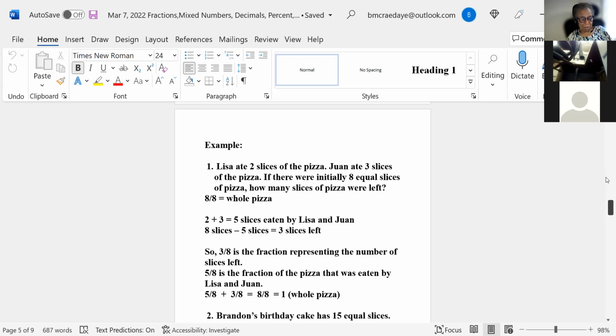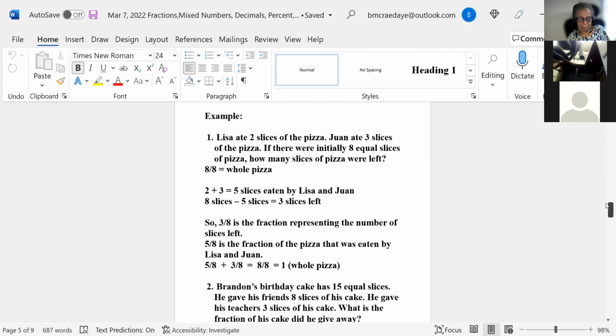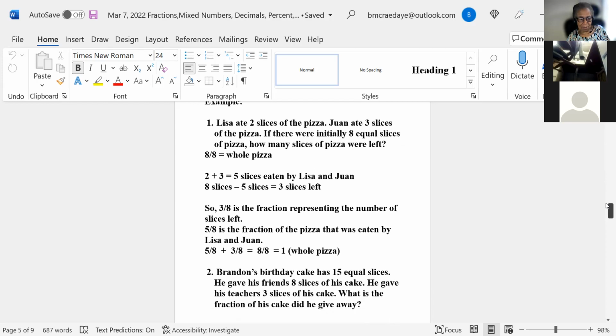5/8 plus 3/8 is equal to the whole pizza, right? So what they ate plus what is left would be the whole pizza, which is an eighth, and we call it 8/8. Got it? Okay. Maureen, I want you to solve this next problem. Read it and tell me what is the answer.